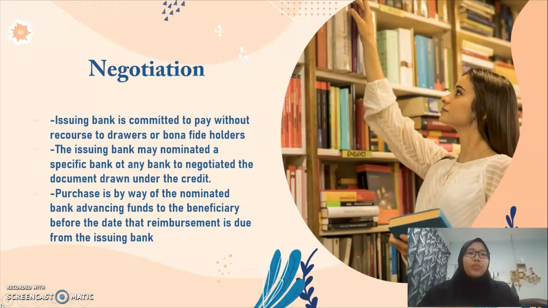The purchase is by way of the nominated bank advancing funds to the beneficiary before the date that reimbursement is due from the issuing bank. The purchase may be the nominated bank agreeing to advance funds to the beneficiary on or before the date that reimbursement is due. Then, to be reimbursed, the nominated bank must forward the document to the issuing bank or confirming bank. If the nominated bank is also a confirming bank, it must negotiate without recourse a complying presentation.